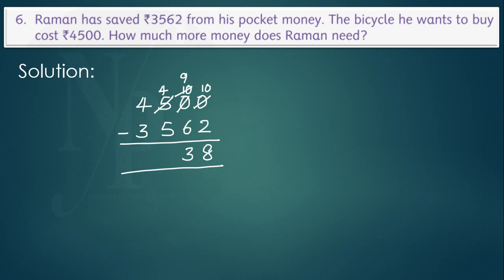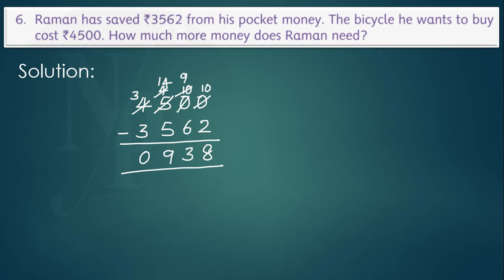Here to subtract 5 from 4 is not possible. We need to regroup again. This becomes 3 thousands, and now this becomes 14 hundreds. So subtracting 5 from 14 we get 9, and subtracting 3 from 3 we get 0.